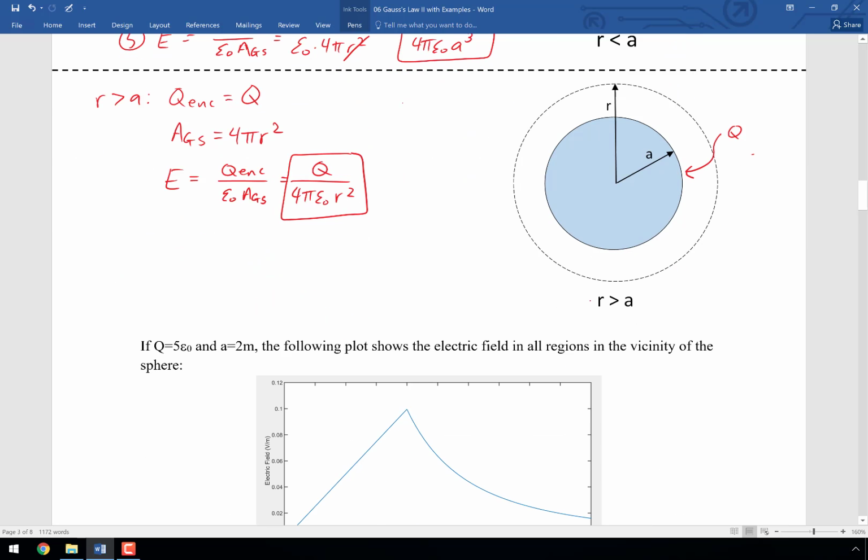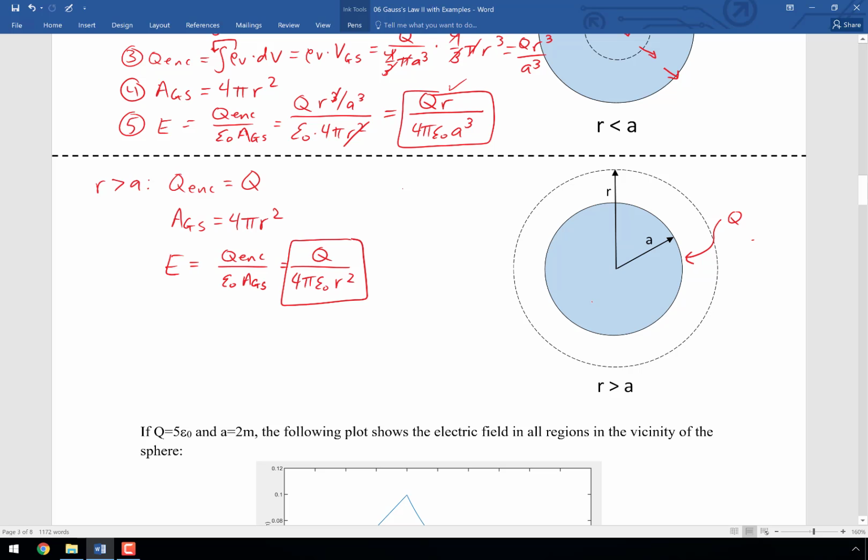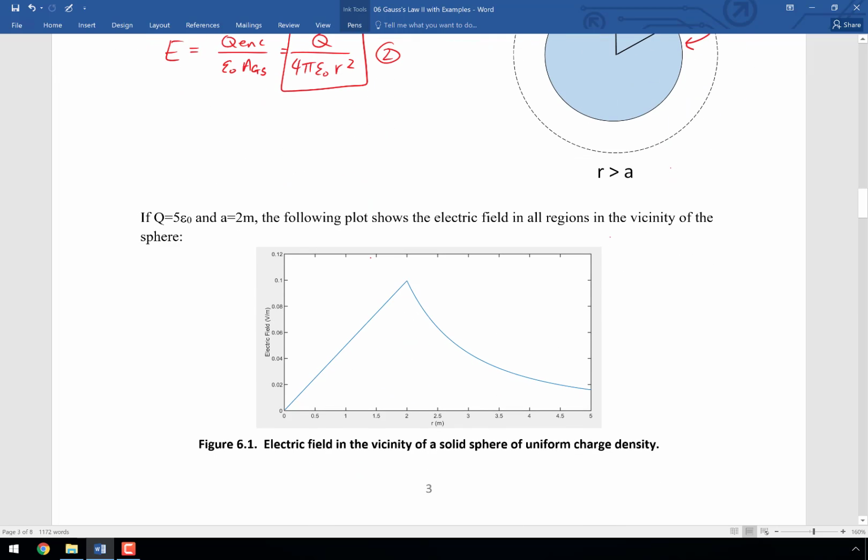And then I've taken those two sub results. So this is part 1 and this is part 2, and I plotted them using MATLAB, and this is what it looks like. I've chosen q to be 5 epsilon 0 just so that the math would work out easier. The epsilon zeros would cancel out. And I chose a to be 2 meters. So let's draw a dotted line here at 2 meters.